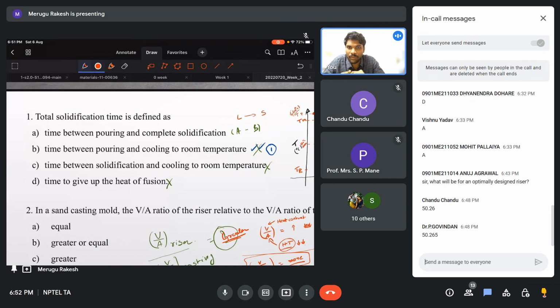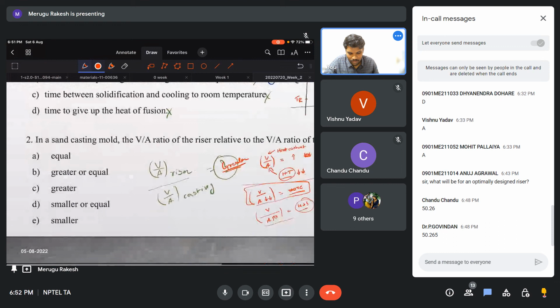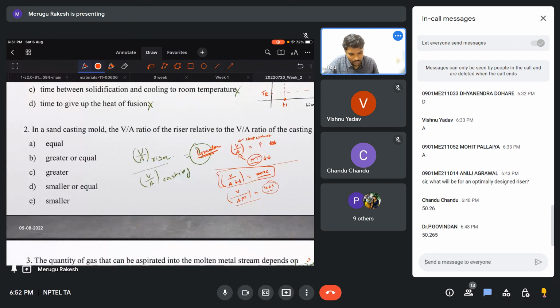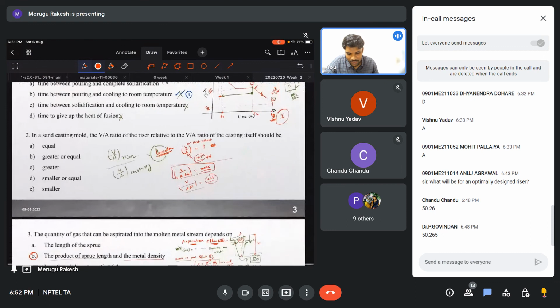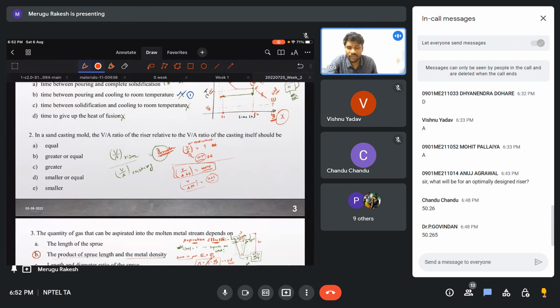So option A, time between pouring and complete solidification, is the correct option. The other option is time between pouring to room temperature. We will never get that, as solidification happens before room temperature. When it becomes completely solid, there is nothing to solidify. What happens during solidification? The grains will develop, the dendrites will form, and they will occupy the complete structure, and it becomes the solid part.